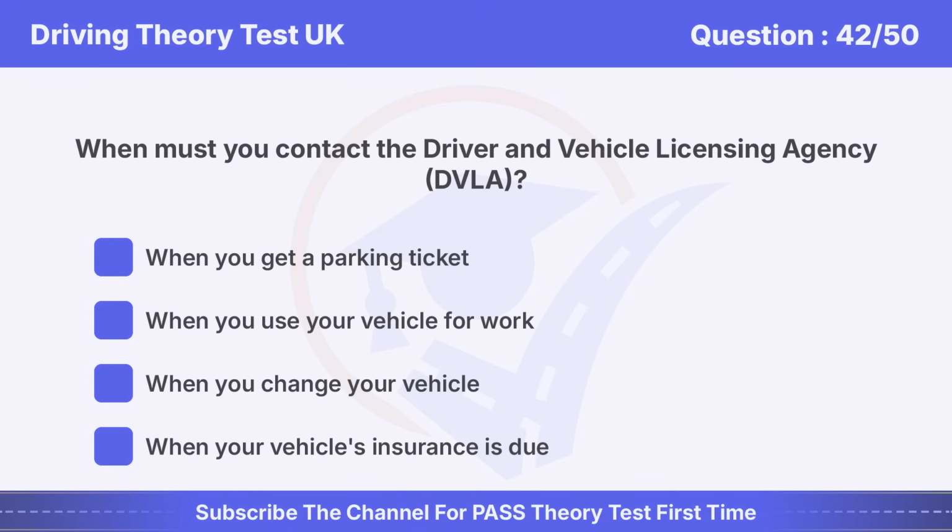Question 42. When must you contact the Driver and Vehicle Licensing Agency, DVLA? Option A. When you get a parking ticket. B. When you use your vehicle for work. C. When you change your vehicle. D. When your vehicle's insurance is due. Answer is C. When you change your vehicle.